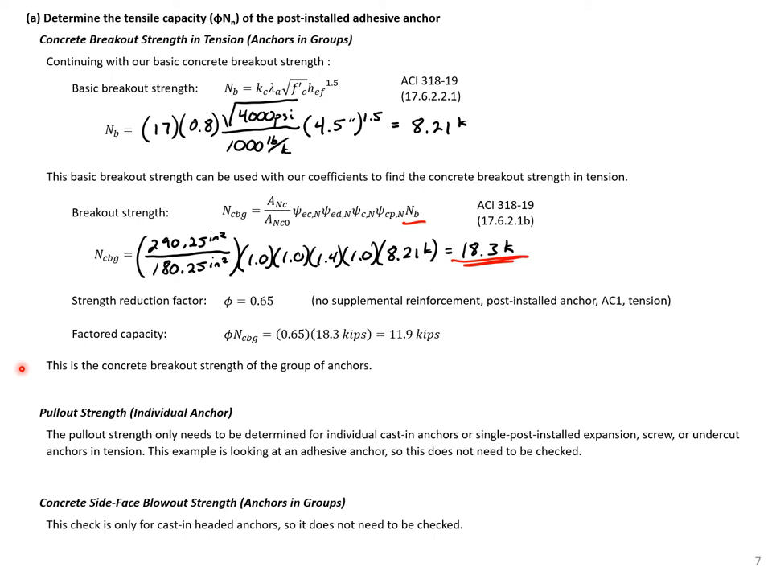The other failure mechanisms that we might need to check for our anchors is the pullout strength for an individual anchor. We don't need to check that here for the adhesive anchor. We also have a concrete side-face blowout strength, and this checks only for cast-in headed anchors. So we don't need to check that here either for our post-installed adhesive anchor.